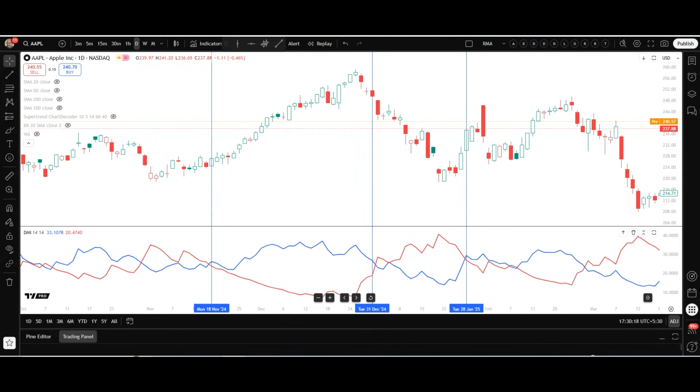Without wasting any time, let's straight away jump into the stock of Apple. Just watch here from 18th of November to 31st of December 2024. It had an upside movement. Plus DI was moving up, whereas minus DI was coming down. Just notice the difference between the plus DI and the minus DI widened as the stock price gathered strength. And here, while it was moving down, minus DI had moved up.